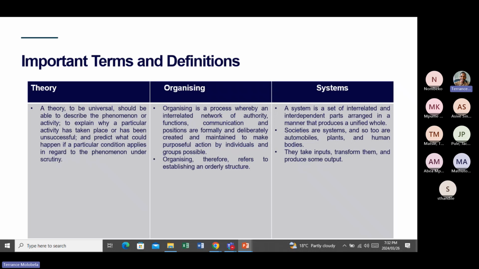So what you want to do while you're organizing is create and maintain purposeful action by individuals, and possibly groups, within your organization, so that everything you do within that organization is orderly and structured, and everybody knows that their department is the department of human resource development. This is what they deal with.